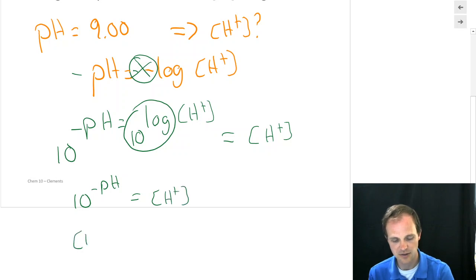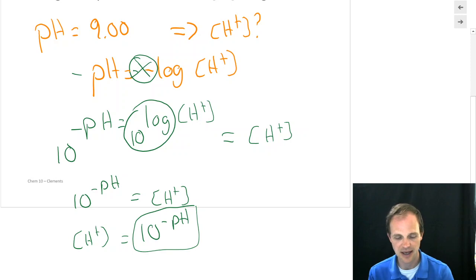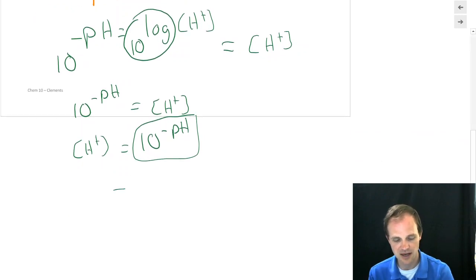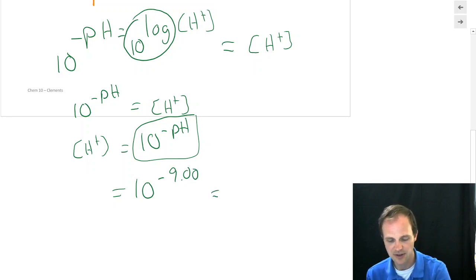And you end up with this equation. I'm just going to put the H plus on the left because that's how we see it most often, is that H plus is 10 to the minus pH. So if my pH was 9, my H plus is going to be 10 to the minus 9.00, like I had in the example above. And what you end up with there on your calculator should be 1.0 times 10 to the minus 9th molar.